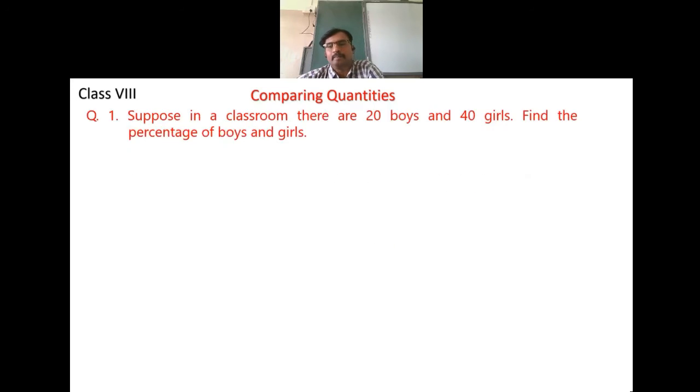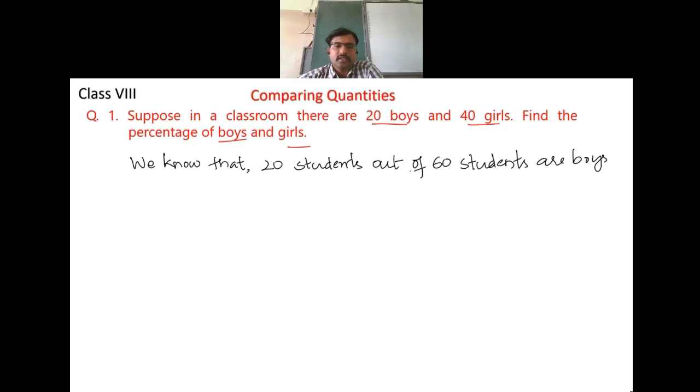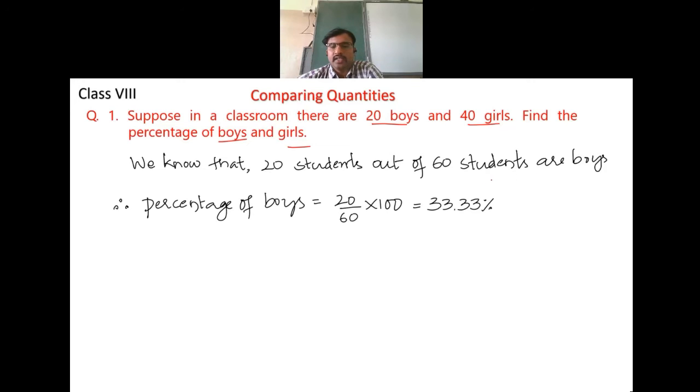We shall see one of the questions here. Suppose in a classroom there are 20 boys and 40 girls. Find the percentage of boys and girls. We know that 20 students out of 60 are boys. So the percentage of boys will be 20 upon 60 into 100, which is 33.33%.